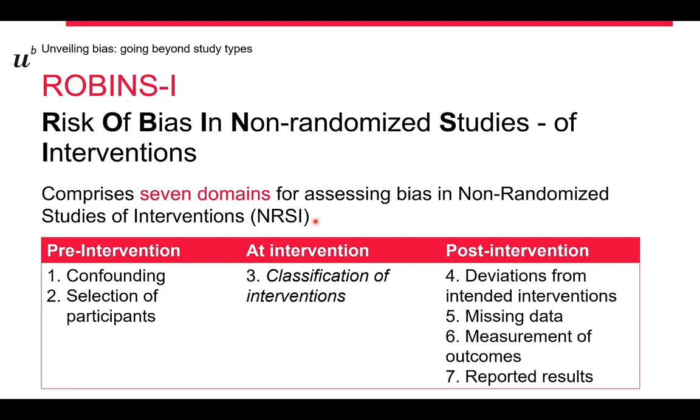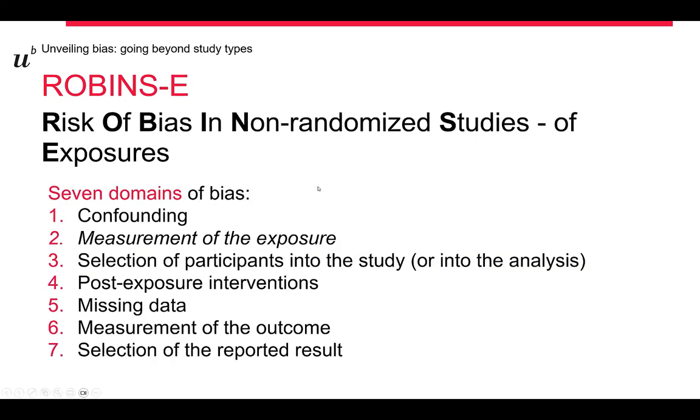And when we think of ROBINS-E, you will see, well, what is the difference between risk of bias in non-randomized studies of interventions and of exposures? Well, basically, here we are not focusing on the intervention. Here, the evaluation is focused on the exposure, and therefore, on how the exposure is measured. And again, of course, because this will also be an observational study, there is a lot of reflection on how researchers manage confounders.